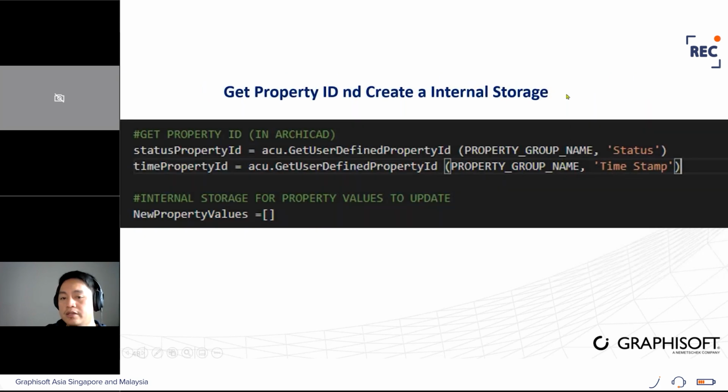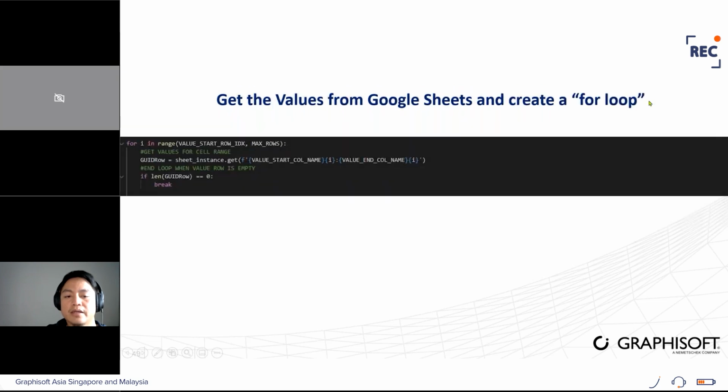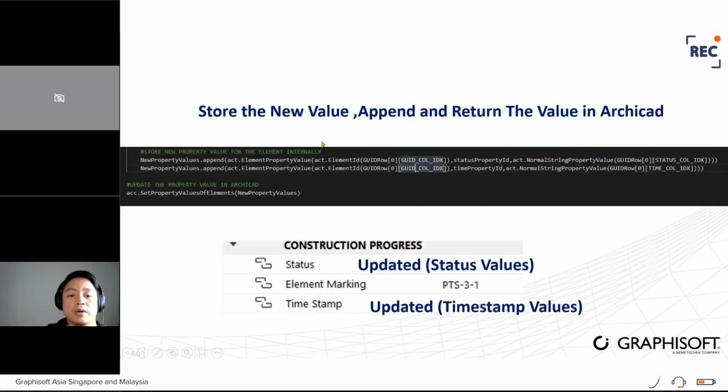Then once we get data in the Google Sheets, we need to create a property and create an internal storage to place all the data there. Then we need to get the values from the Google Sheet and create a for loop. Then store the new value, append and return the value in Archicad. So this is the one sending the new values in Archicad. As you can see down here, this property status and timestamp will be automatically updated once you run the script.